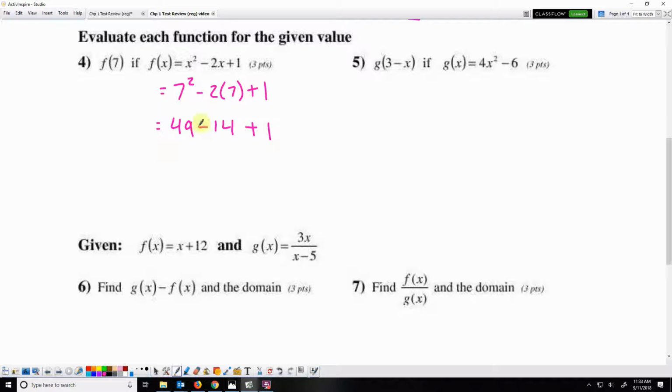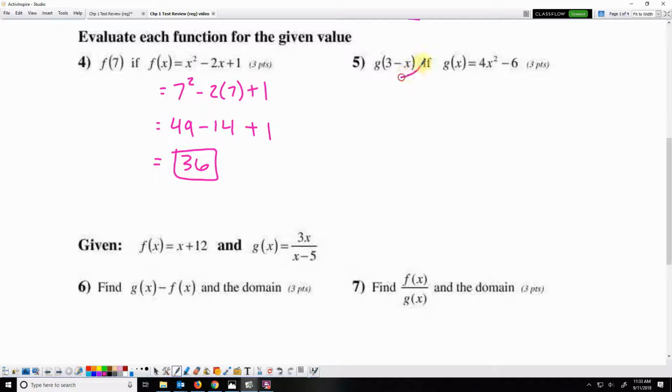A lot of times people just forget about this minus and do 14 plus 1 and say it's 49 minus 15. Be careful about that. That's a negative 14 plus 1. Maybe safer if you just go in order. We can add and subtract left to right. 49 minus 14 is 35, plus 1 is 36.